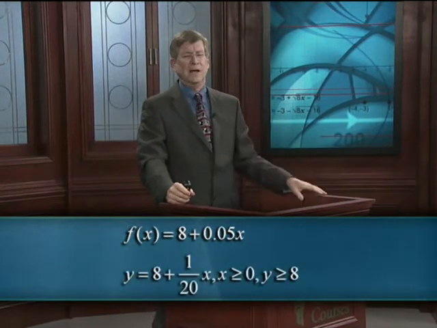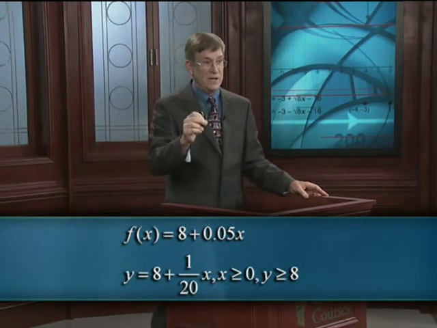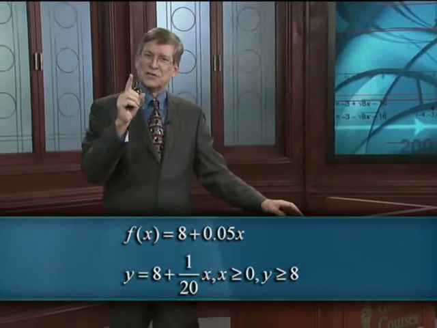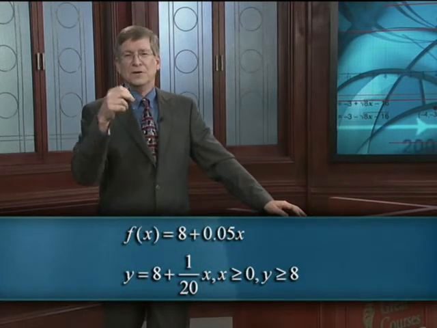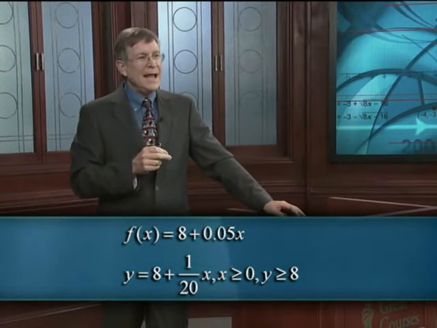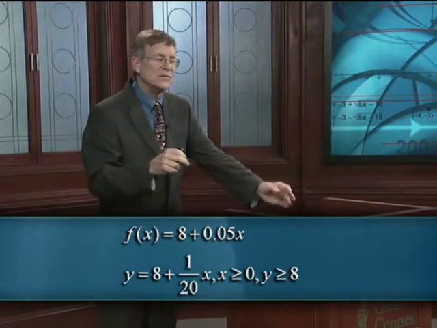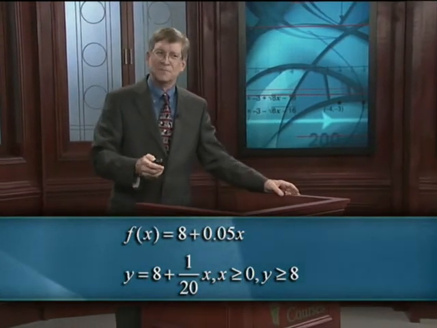And you could also write it as 8 plus 1/20th x. 0.05 is 1/20th. And now let's be careful. The domain here is x bigger than or equal to 0, because the number of hamburgers is greater than or equal to 0. And y, notice, is bigger than or equal to 8. That's because at worst, if I don't do a thing, I still get my $8.